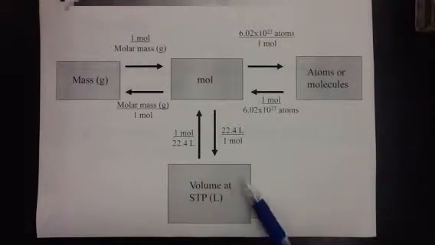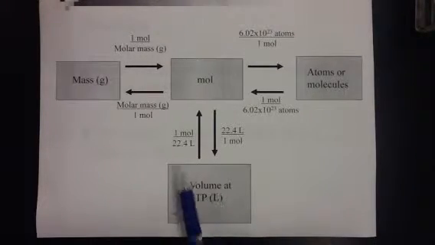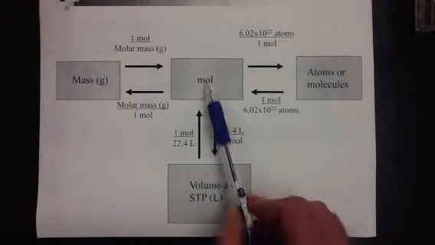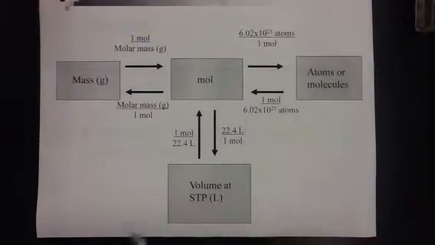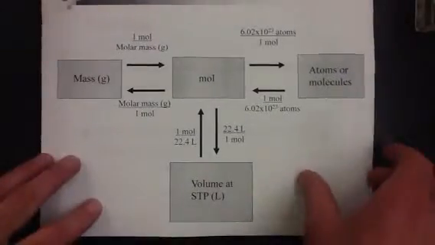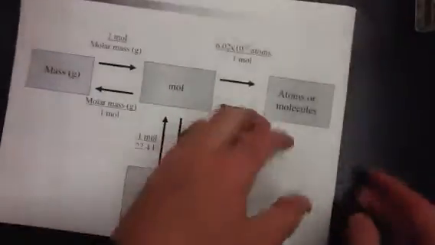And if you want to go from volume to particles or volume to mass, you'd have to first convert to moles and then convert into one of the other two units. So let's look at an example.